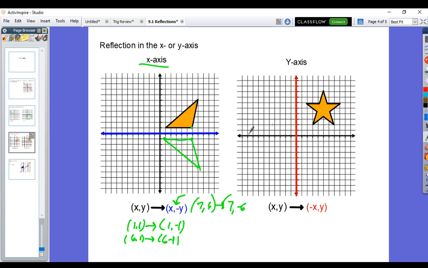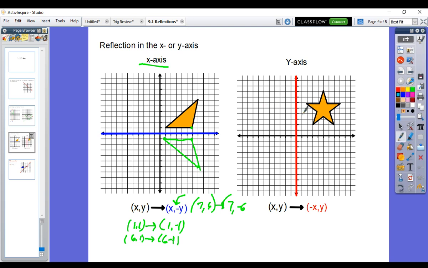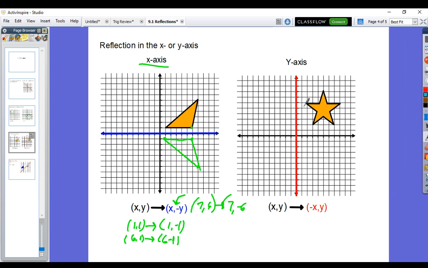reflected over the x-axis. Now, when you do a y-axis reflection, the x changes. This point stays at the same level, but it changes side to side. Horizontally it changes, vertically it doesn't. So, for example, this corner right here is at 2, 6. We're reflecting it, so the x will become the opposite sign, -2, 6. So it should be right there.